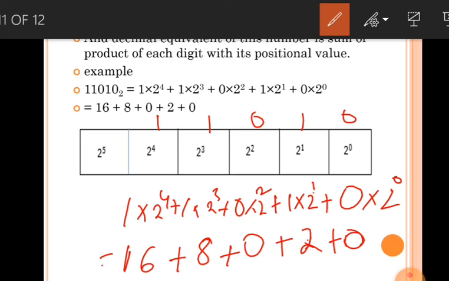Now we will add this number. 16 plus 8 is 24. 24 plus 2 is 26. So this is your number after calculating the series, and base is 10 because it is in decimal format.